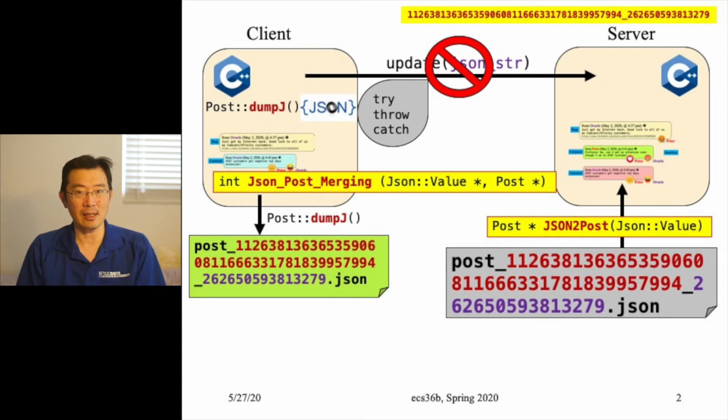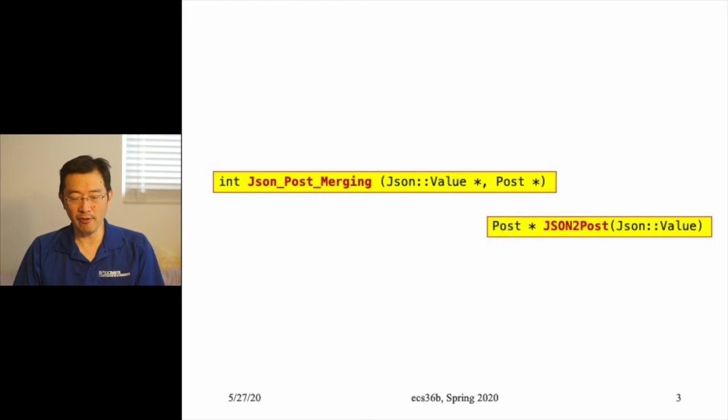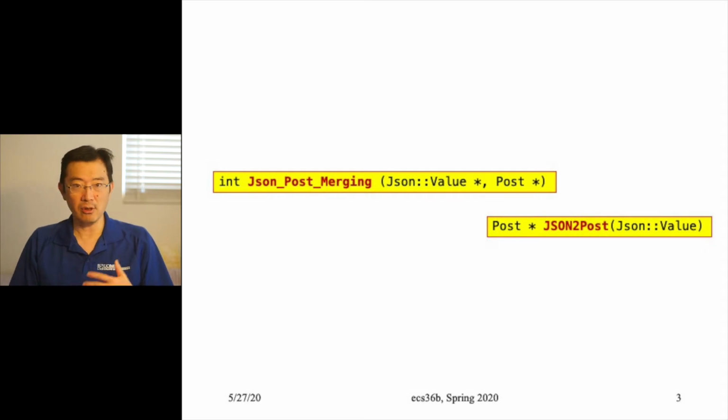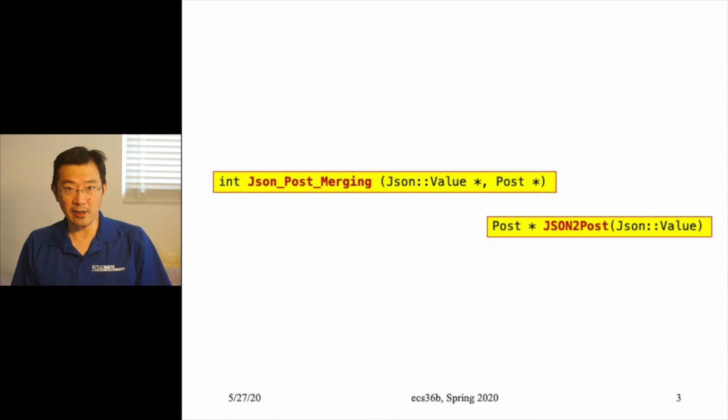Basically, I explained in the previous lecture how these functions work, especially the two functions: one is called JSON post merging, the other one is called JSON to post, which are for your HW6 search and HW6 update. You're going to use these two functions from the client side and from the server side to put the logic together.